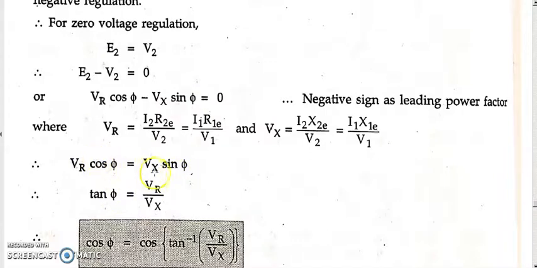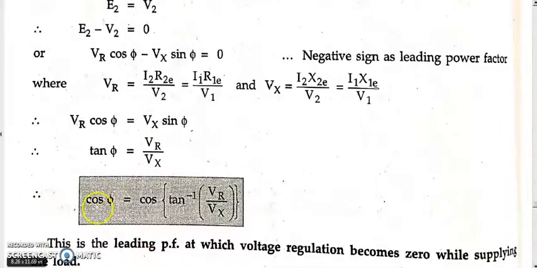If I take cos on this side and Vx on this side, what I get is tan phi equal to VR by Vx. This is one more way of representation. If you want phi, phi equals tan inverse of VR by Vx. If I want to know the power factor, directly I can take cos phi, so cos of tan inverse of VR by Vx. If I know VR and Vx, then easily I can calculate the power factor.